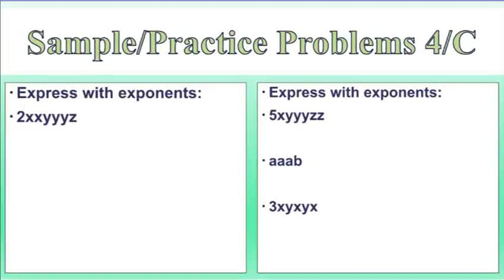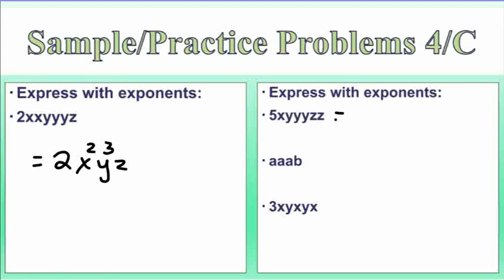Next one, express with exponents. So here we want to just simplify this. So I have my coefficient, my number in front of the variables as 2. I have 2 x's, so that's x squared. I have 3 y's, so that's y cubed. And I have a z. So that would be my expression with exponents.